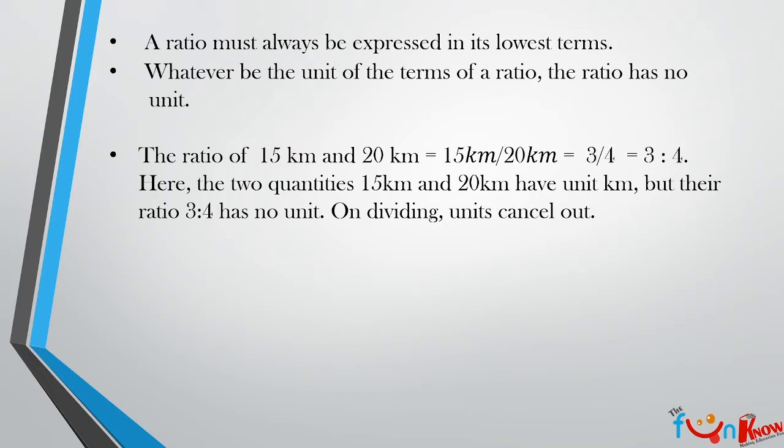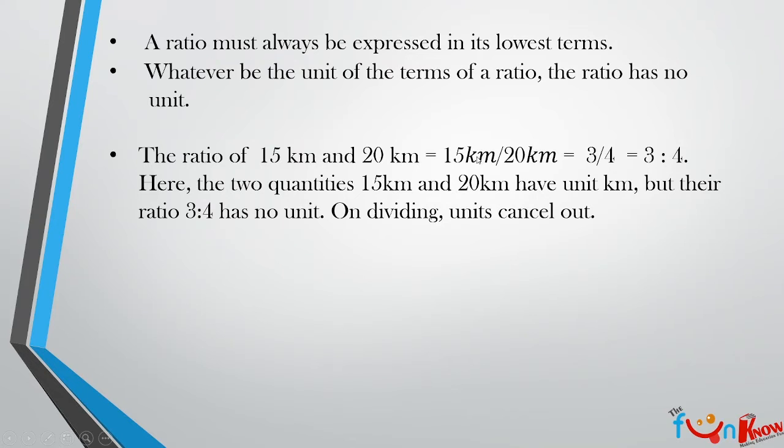The ratio of 15 kilometers and 20 kilometers, for example: one quantity is 15 kilometers and another quantity is 20 kilometers. The ratio will be 15 kilometers divided by 20 kilometers. As the unit doesn't matter over here, that will be further divided, and the lowest term of 15 divided by 20 will be 3 divided by 4, that is 3 ratio 4. Here two quantities 15 kilometers and 20 kilometers have a unit km, but in ratio there is no unit. That's why we say ratio has no unit.